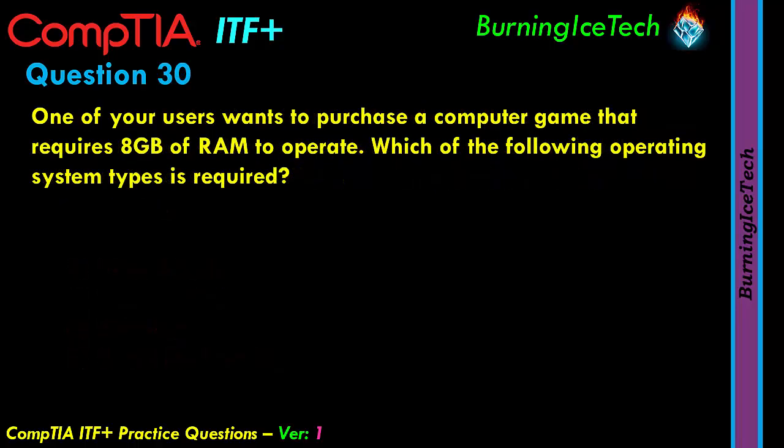Question 30. One of your users wants to purchase a computer game that requires 8 gigabytes of RAM to operate. Which of the following operating system types is required? Is it an 8-bit, 16-bit, 32-bit, or a 64-bit? Now, guys, at the moment, we don't really get 8 or 16-bit computers. You only get 32 and 64. So the answer is going to be between C or D. Now, 32-bit operating systems is something we do get. A lot of people still are using that, but that's old school.